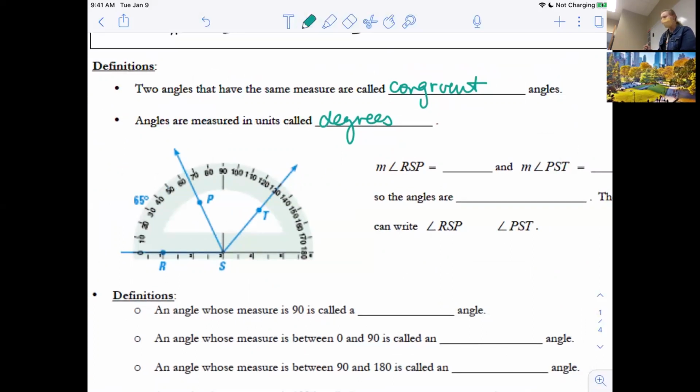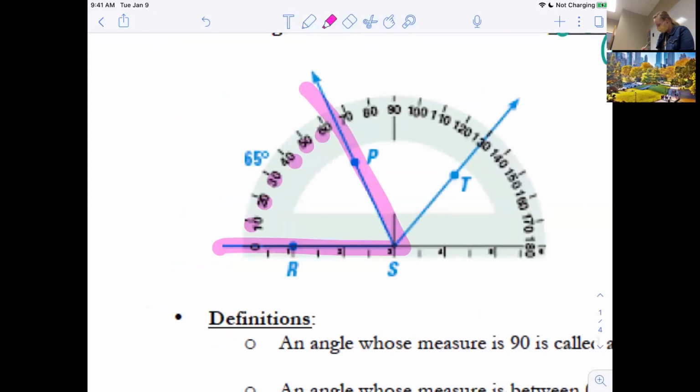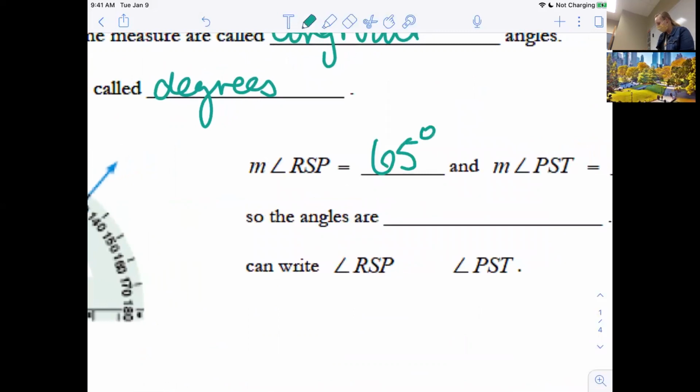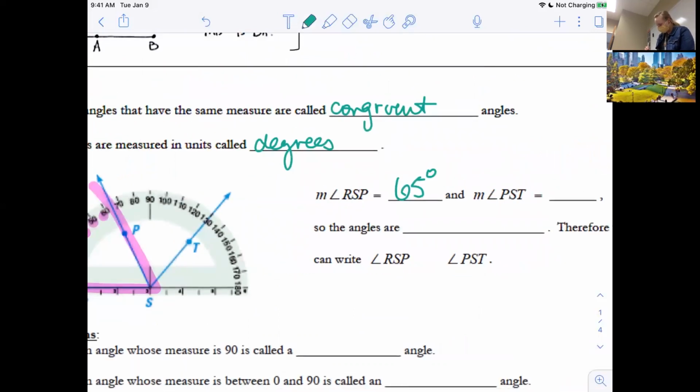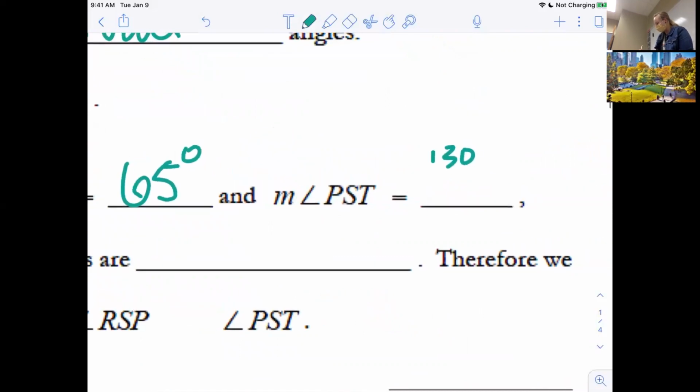You guys have used protractors before, right? Can we find the angle measurements of RSP and PST? 65 for the first one is what I heard. Why is the second one 65? It goes from 65 to 130. Or you could just do 130 minus 65. A safe way would just be to subtract the one it's on.